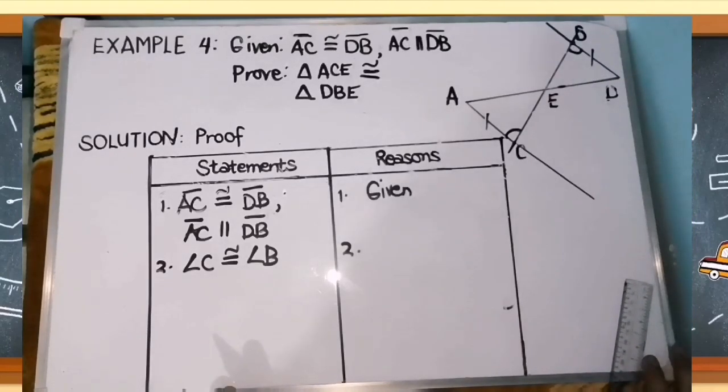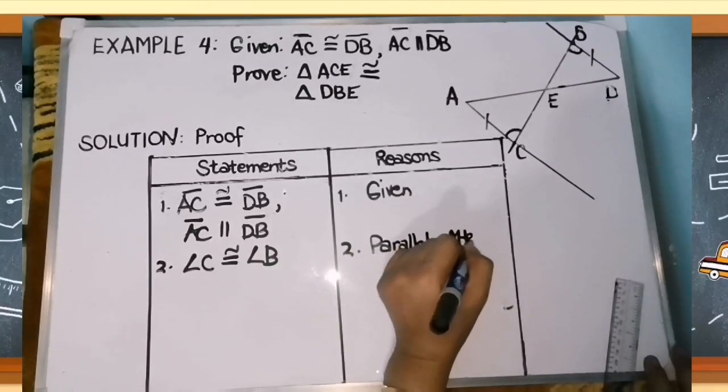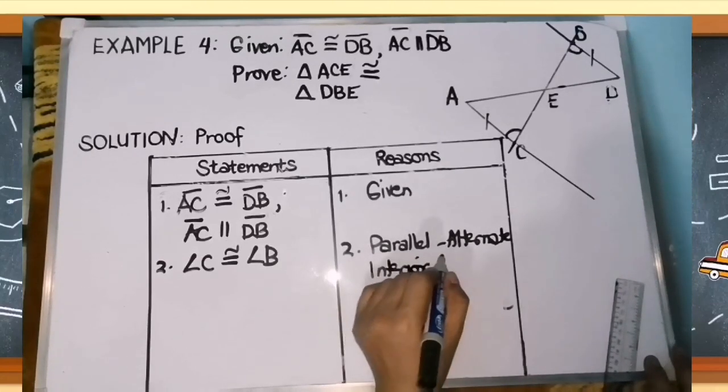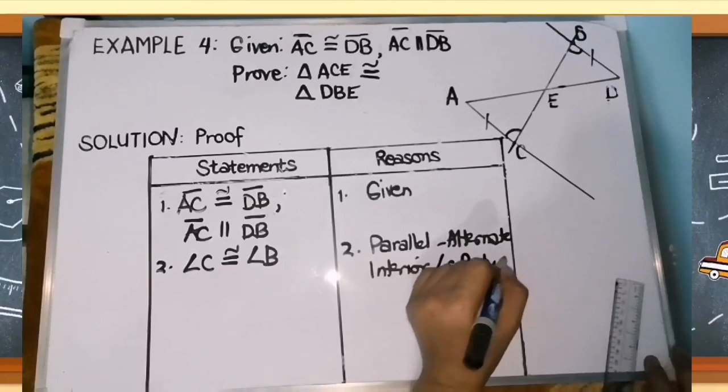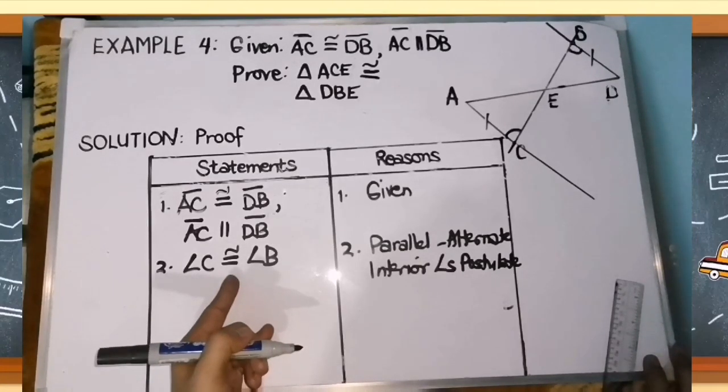So that is under angle pairs and relationships. The two angles are said to be alternate interior angles. So our reason would be parallel alternate interior angles postulate, or you can say that alternate interior angles are congruent. That is parallel lines cut by a transversal line. So that's why we say that angle C is congruent with angle B.